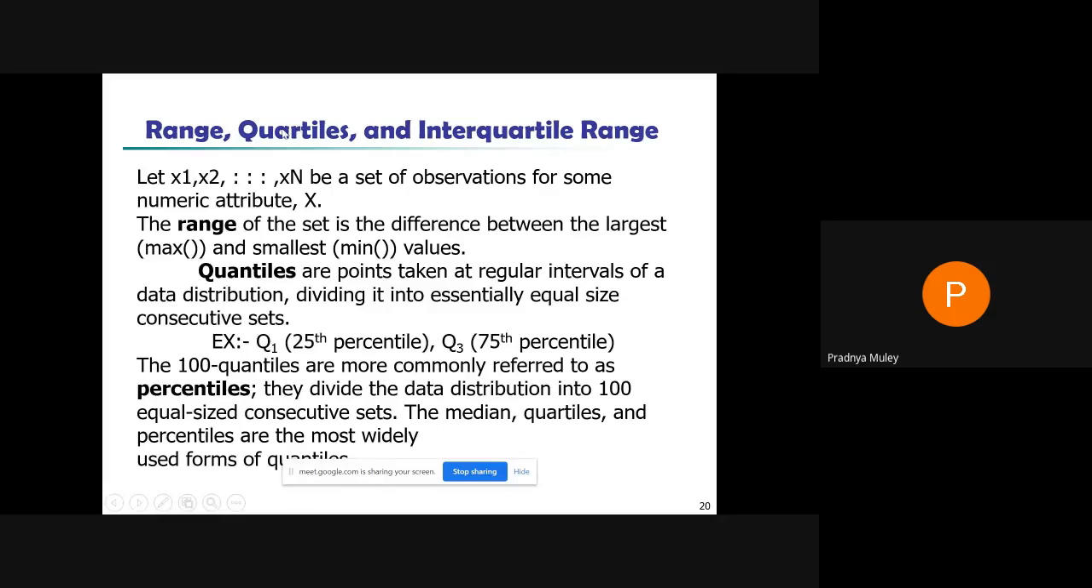Quartiles is dividing the data set into four equal parts. So the 25th percent is the first quartile, 50% is the second quartile, 75% is the third quartile. Okay, so these are the quartiles. And what is interquartile range? Interquartile range is the difference between the third quartile and the first quartile. So this is range, quartile and interquartile range.